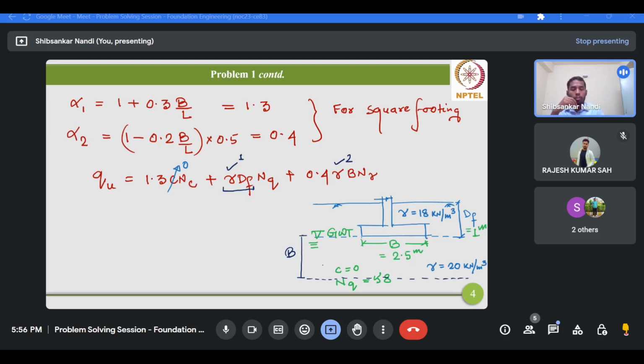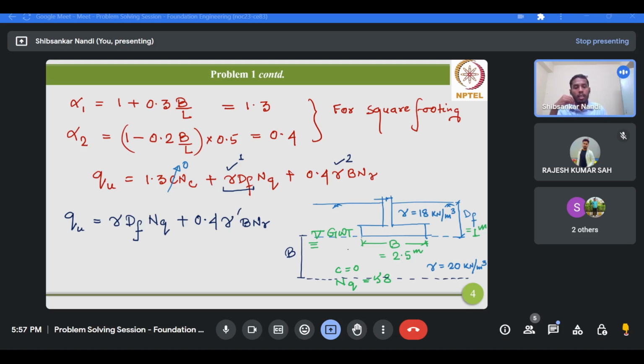Okay, so here it's very straightforward. The water table is located at the foundation level, so only the unit weight term in the third expression will be impacted. So qu we can modify in this fashion: gamma Df Nq plus 0.4 gamma prime B N gamma. Now there is a question, why is this dimension chosen as B?